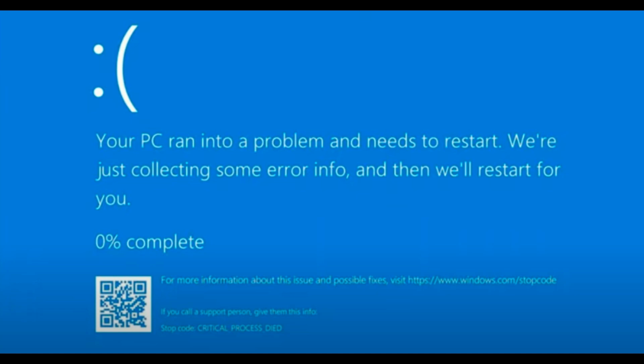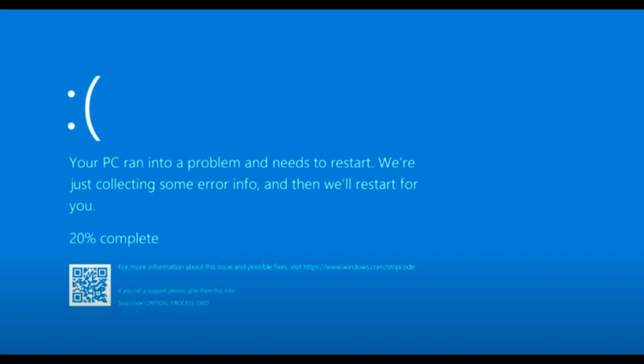Today I am going to show you how to solve blue screen error of Windows 10 or 11. First, we have to understand why blue screen occurs.